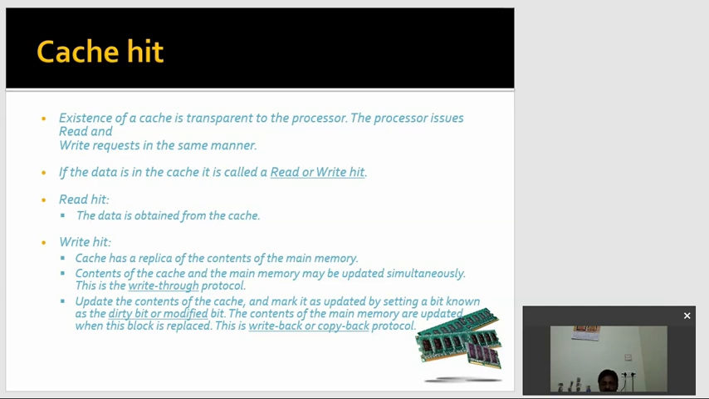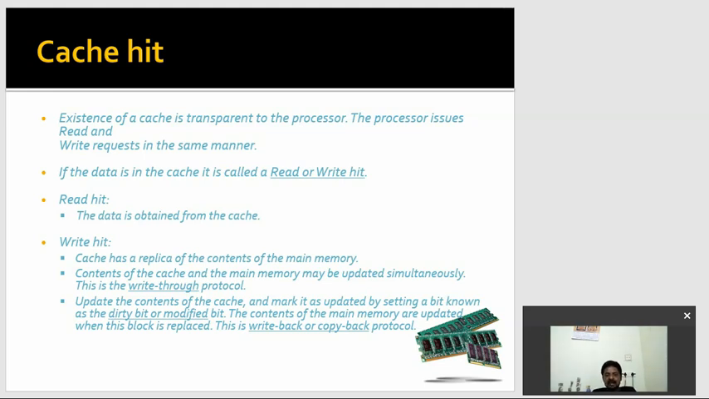Cache hit. Existence of cache is transparent to the processor. The processor issues read and write requests in some manner. If the data is in the cache, it is called a read or write hit. Whatever data we request, if it is available in the cache, it is called a read or write hit. Read hit: the data is obtained from the cache.